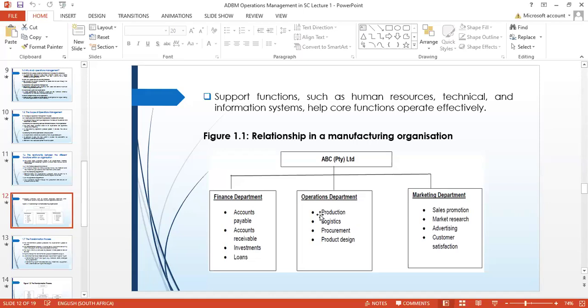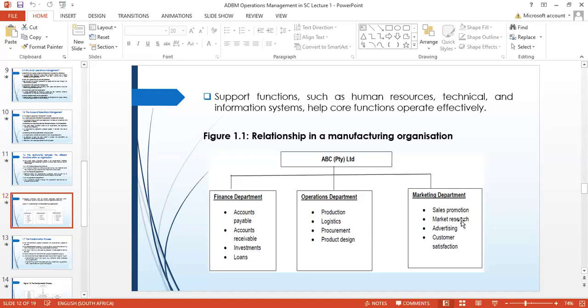Right? Whatever is being owed to the business has to be collected and accounted for in the finance department under accounts receivable. The investments, the amounts that go to investments, come from the finance department. The loans are all dealt with under the finance department. In the operations department, the production of goods and services, the logistics of those goods and services, procurement, and the designing of the products and services.